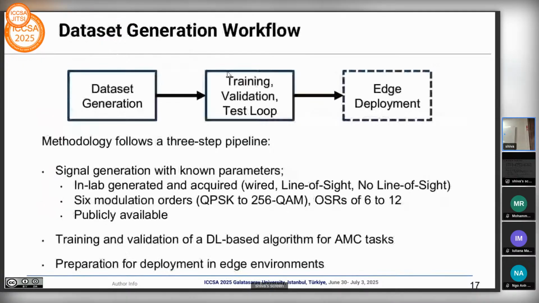So what is the workflow? We basically generate a data set in a lab environment, so we use laboratory equipment. Then we train the network, we validate and we test, and in the future we will also deploy the trained model on edge devices. Basically, these are the steps. So we generate in the lab, we try different parameters, modulation or oversampling ratios, signal-to-noise ratios. Our target is to make the data set available, and then, as I mentioned, the edge deployment.